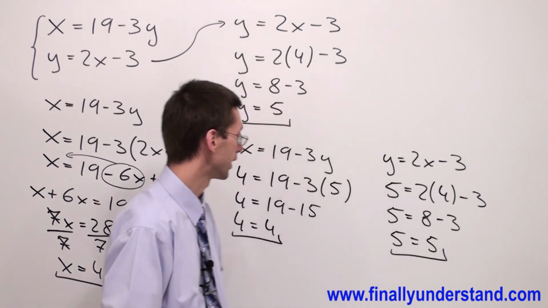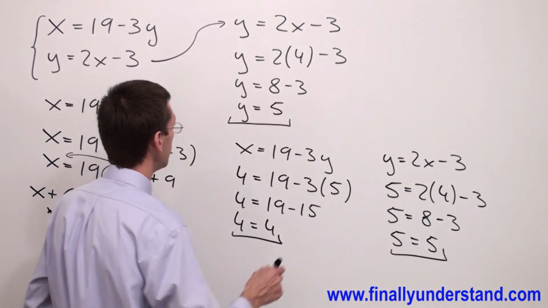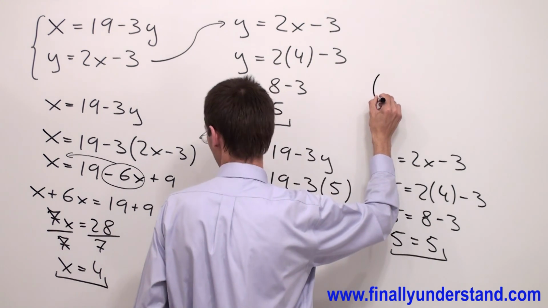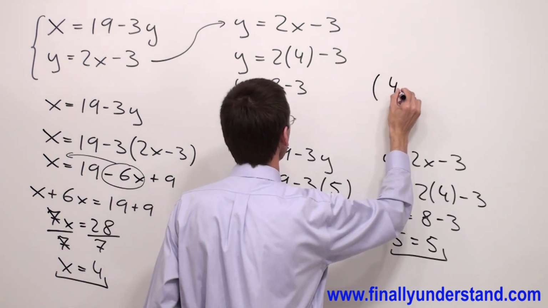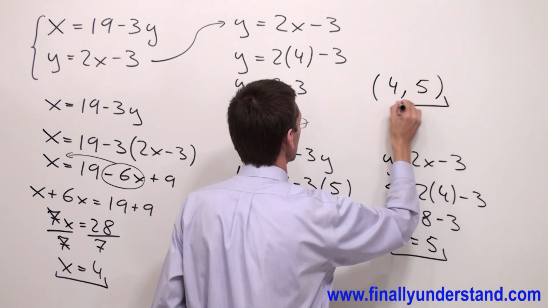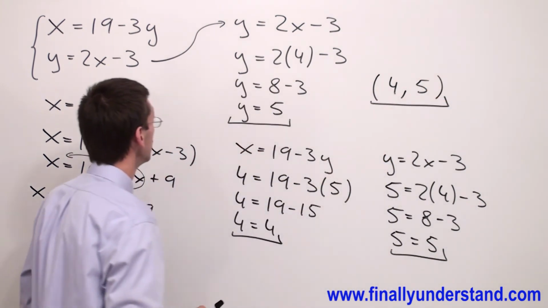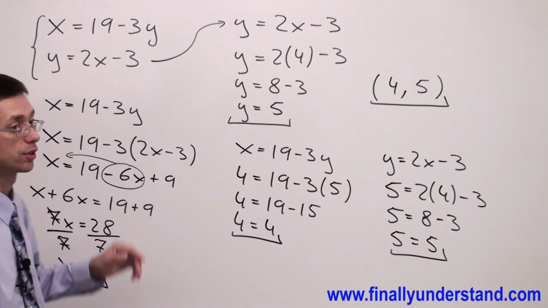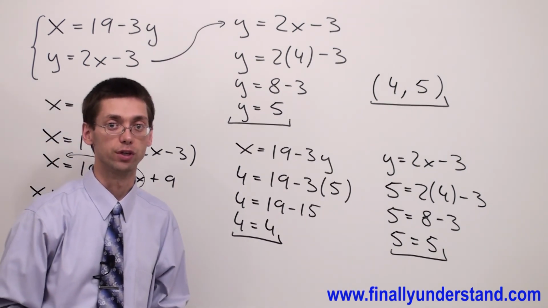So I can say that the ordered pair x equals 4 and y equals 5 is the solution to this system of two linear equations.